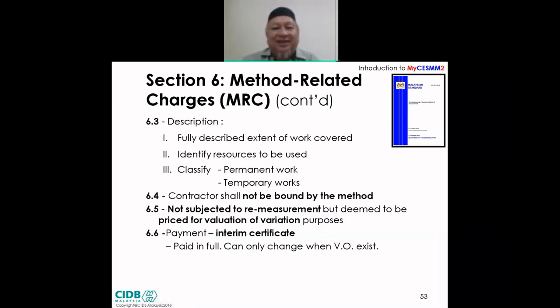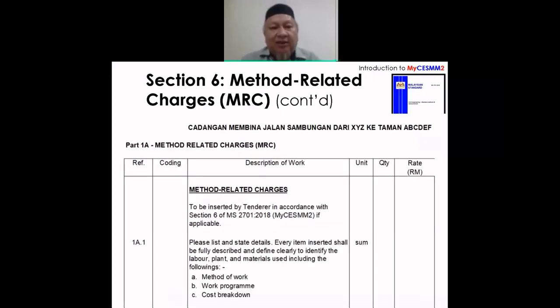Okay, maybe you don't understand what it means. Never mind, let me explain further. And normally the BQ for this will look something like this. It says there, cadangan membina jalan sambungan from XYZ to Taman ABCD. And part 1A, or maybe you want to call it part 2. Remember, part is bill. Bill 1A or bill 2 or something. Method related charges to be inserted by the tenderer in accordance with section 6 of the national standard, if applicable. Then the reference, there's no coding. Please list and state details.